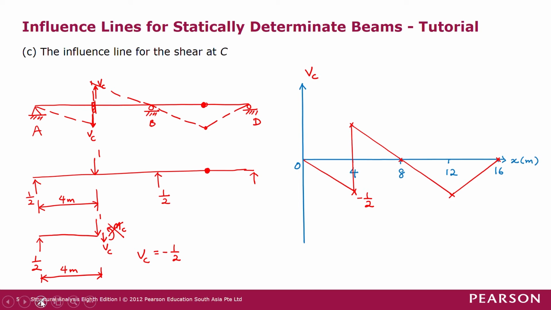And then when the 1 unit force has just moved to the right of point C, in our free body diagram we don't have this 1 unit force anymore, because it has moved to the right of point C. So we have VC here, and we don't write MC there because we're not interested in that, and we still have the reaction of half there, and this is 4 meters. When we solve for VC, we get VC equals positive 1 over 2, or half. So this value here is half.